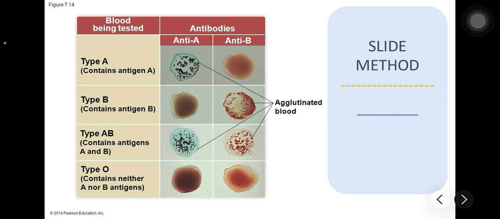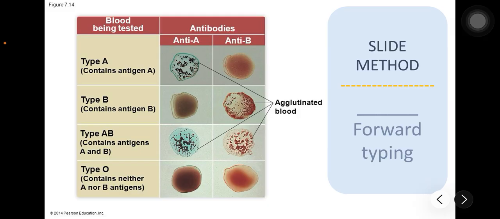So, observation for the slide method for forward typing. The mixture is observed for the presence or absence of visible clumping or agglutination of the red cells. A positive reaction indicates the presence of agglutination or hemolysis. It indicates that the corresponding antigen is present on the patient's red cells. For the reaction strength, the routine ABO forward typing reagents are highly potent and usually demonstrate strong reactions, typically 3 plus to 4 plus in strength.